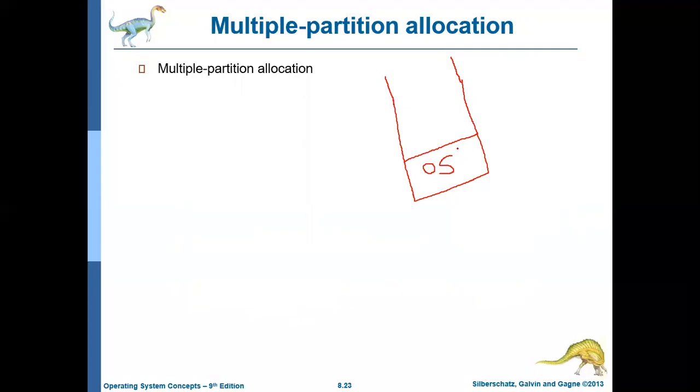Now, when processes come, how will they be allocated in the memory? We know they will be allocated contiguously, but how? There are two different ways of doing that. One is called fixed size partition, and the other one is called variable size partition. These are the two methods in which processes will be allocated to the memory in a contiguous fashion. First, let us see what is fixed size partition.